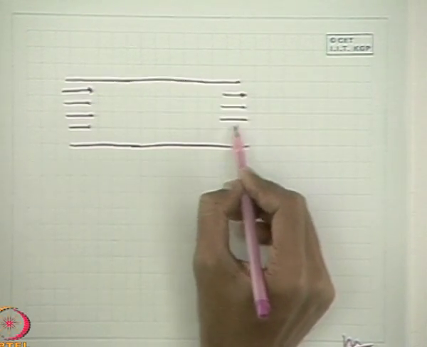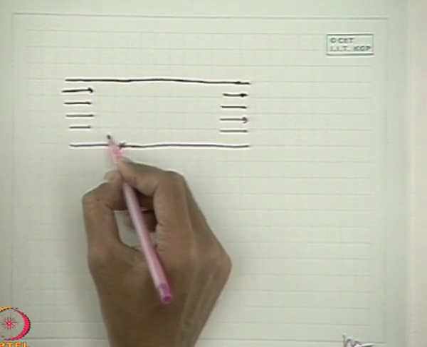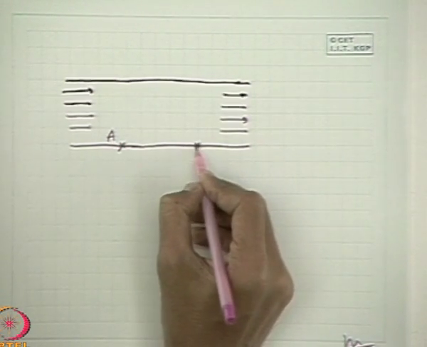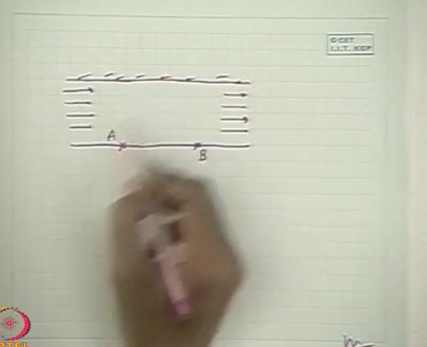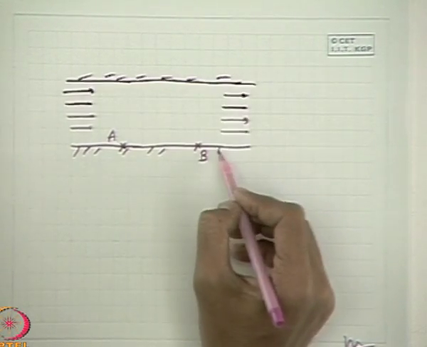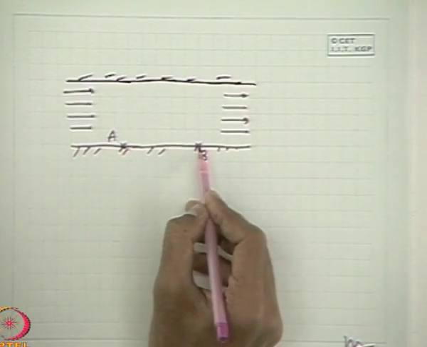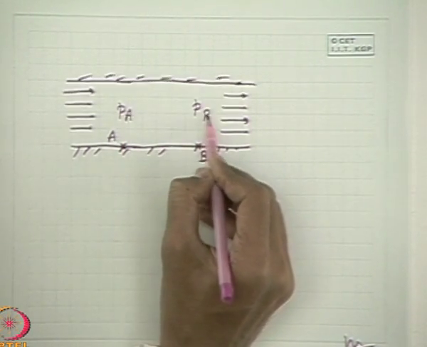Let us see how the manometer is utilized to measure the pressure difference. We want to measure the pressure difference at these two sections A and B at the wall. So, let us consider this is a pipe or a channel whose cross sectional area is constant here. The pressure here is Pa and the pressure here is Pb.